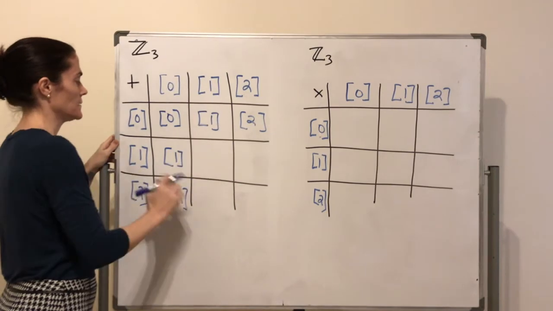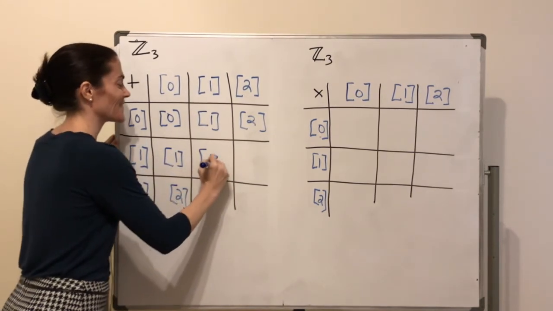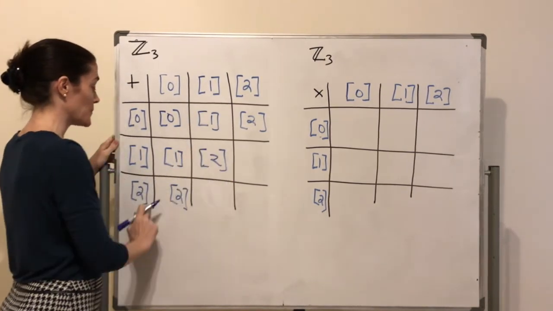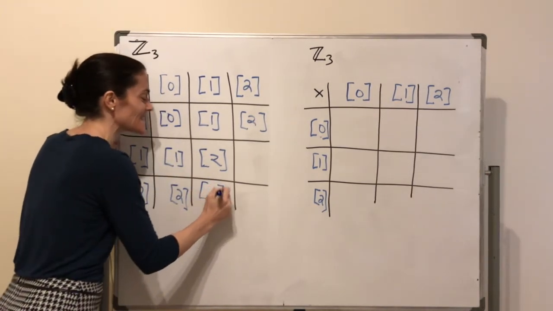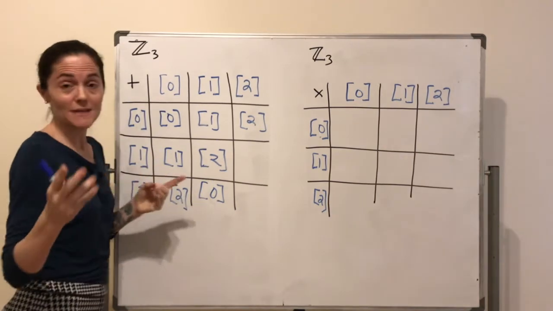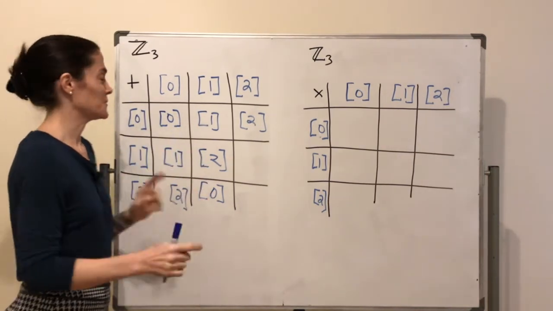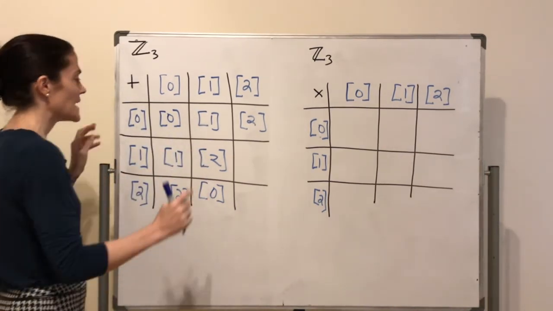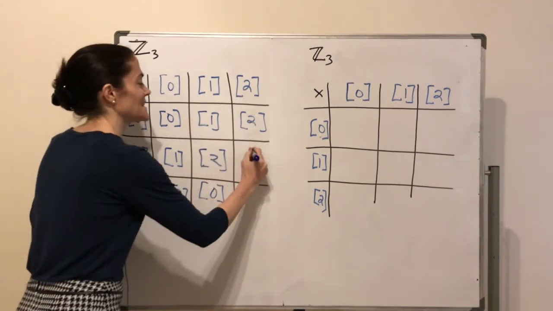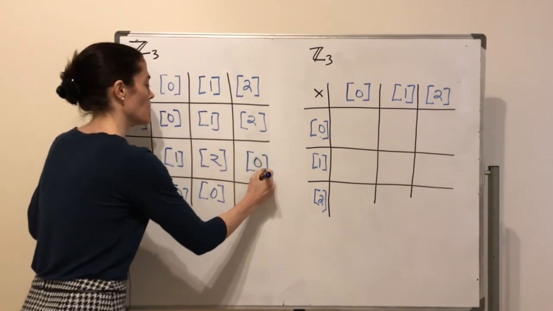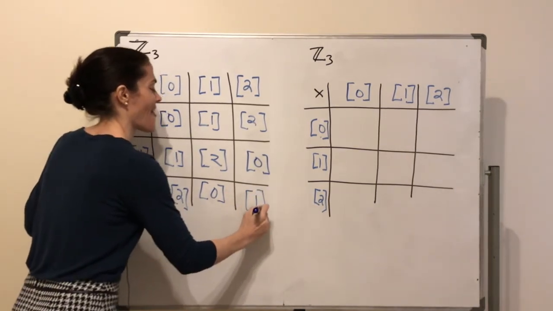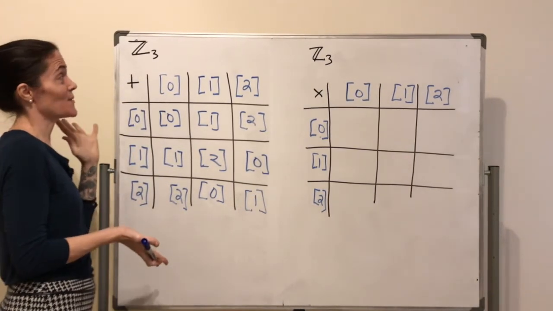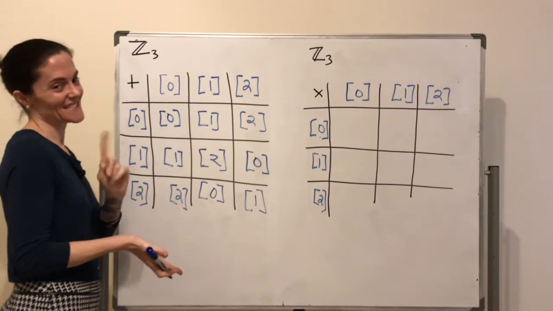And 1 plus 1 is 2, very nice. 1 plus 2 is 3, but we want to represent this as a class where the representative is between 0 and 2, so that would be 0. Now we add 2 and 1, this is 0, and 2 and 2, this is 4, which is 1. Okay, this is the addition table in Z3.